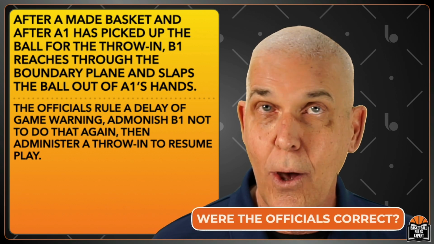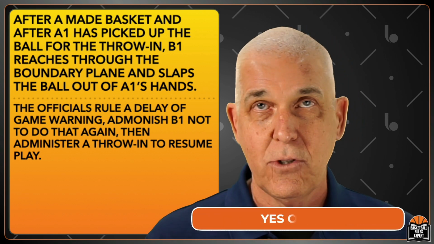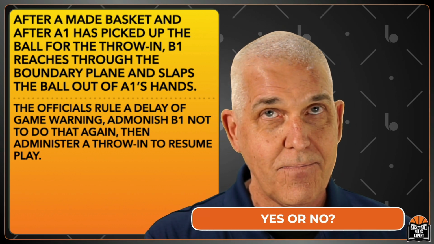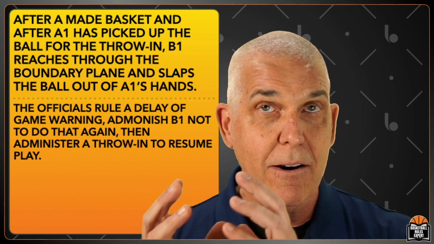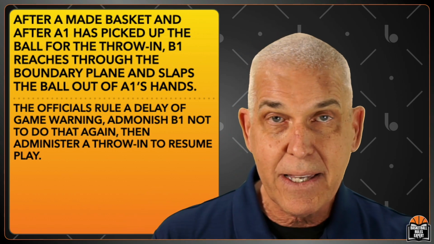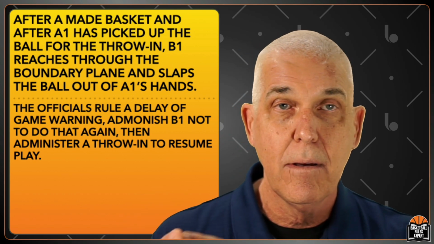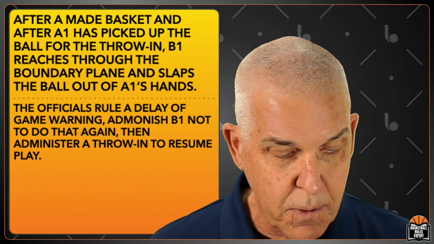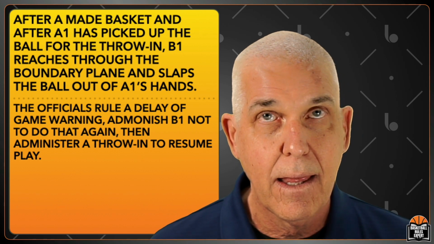Yes or no? Right? So after a made basket, player has the ball, has picked it up for the throw-in. B1 reaches through the boundary plane and contacts the basketball. What do we have on this play?